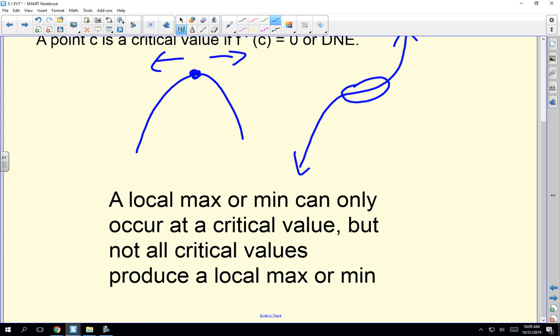So this is a key idea. A local max or min can only occur at a critical value. That's what this theorem is saying. But not all critical values produce a local max or min. I'll show you how we find all the critical values next, which involves the derivative.